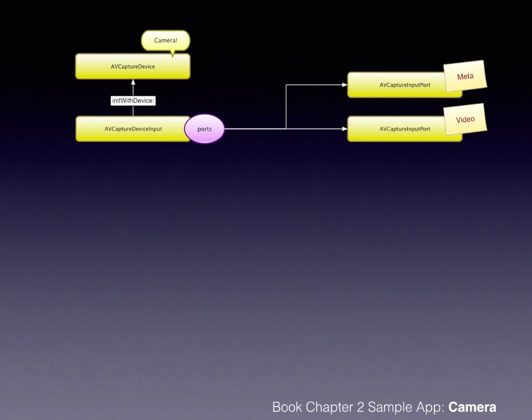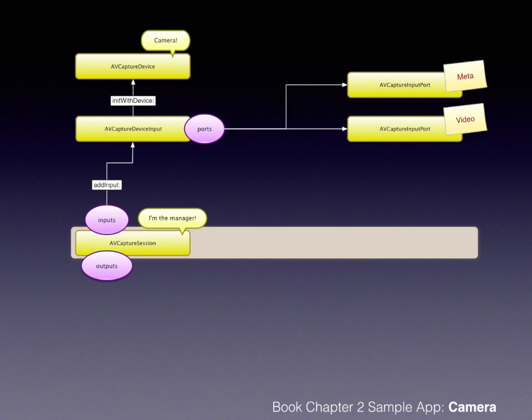And if you connect the capture device input with a camera, you get 2 ports. One has metadata information, which we don't care so much about, but the port we care about is the one that delivers the video from the device. Now, you have the camera, you have the connection, and you need to plug it into some sort of mixing board, you could say. And this mixing board is represented by AV capture session. AV capture session's main task is to connect inputs with outputs.